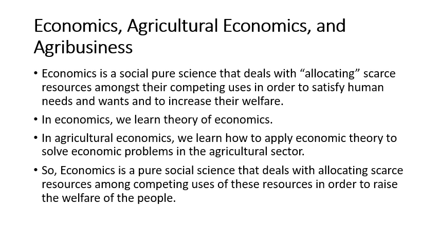Now we're going to talk about an example of a pure social science and an applied social science. Economics is a pure social science. Agricultural economics is an applied social science. Agribusiness is another applied social science. Economics is the social pure science that deals with allocating, I told you the meaning of allocating, تخصيص, توزيع, use of scarce resources amongst their competing uses, يعني في ظل استخداماتهم البديلة العديدة, in order to satisfy human wants and needs, عشان نشبع رغباتنا الإنسانية من الرغبات ومن الاحتياجات, and to increase their welfare, عشان نزود الرفاهية بتاعت الإنسان.